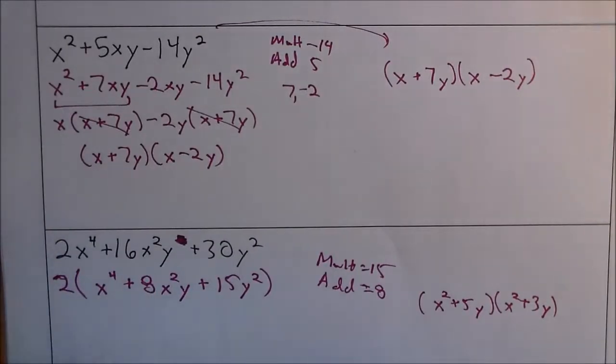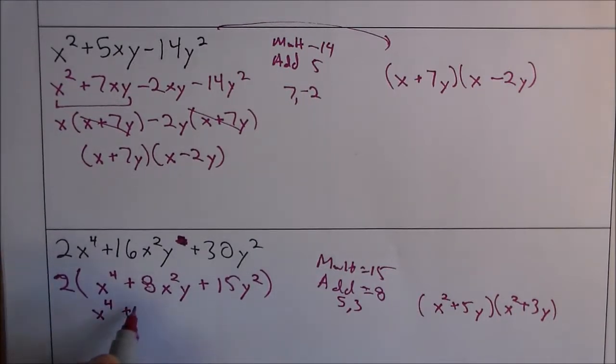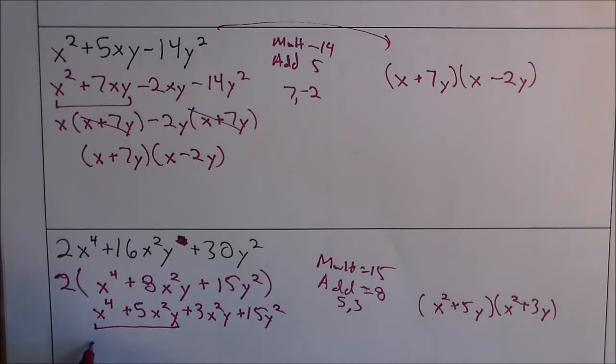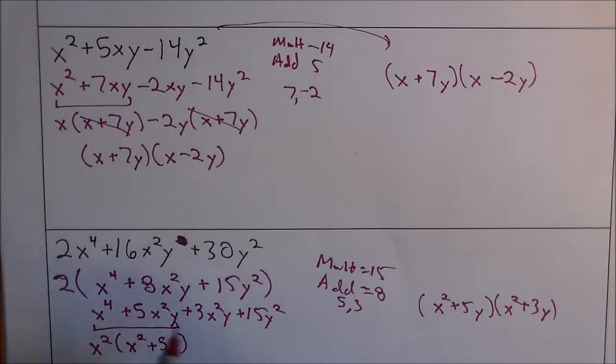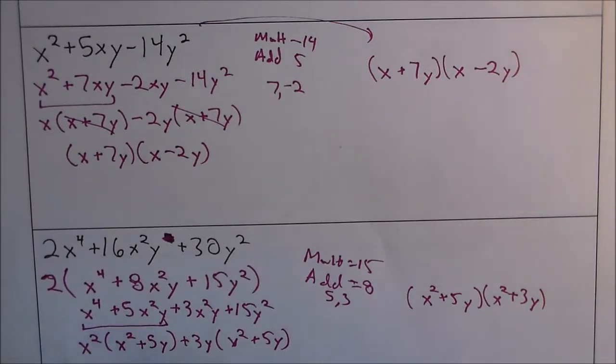So let's see if we get that same answer. We're still going to use 5 and 3 to split. So we have x to the 4th plus 5x squared y plus 3x squared y plus 15y squared. The first two terms I can take out an x squared, and it leaves me with x squared plus 5y. The next two I can take out a 3y, and it leaves me with x squared plus 5y. They match, so we got x squared plus 5y and x squared plus 3y. Bring down the 2, and these are our factors.